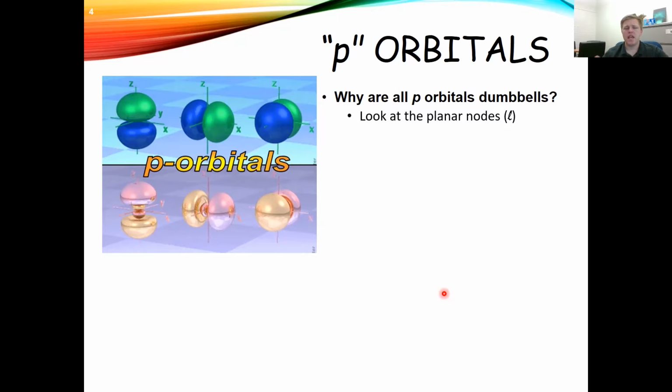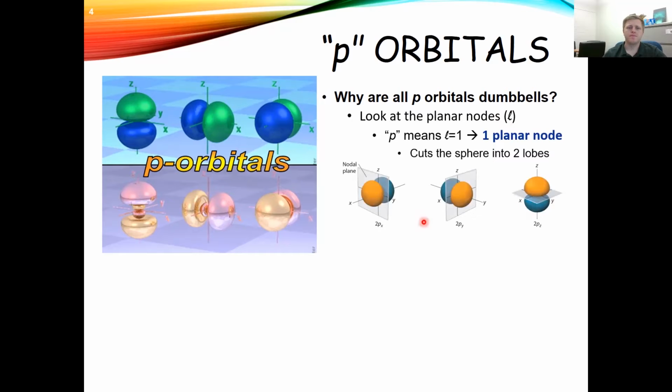It's because of its angular momentum, its L value. P in this sense means angular momentum of 1, which means that we have one planar node in our orbital. And that planar node, as you can see here, is just like a sheet or a square that comes in and chops that orbital in half. So the p orbital is similar to the s orbital, except that planar node chops it into two halves.